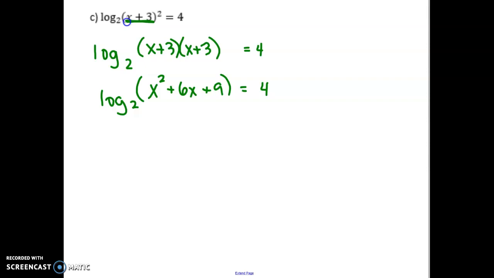Now, just like the previous question, this just equals a number. So, how do we change it so that there's no log anymore? Exponential form. Exponential form, right. So our base is 2. So we go 2 to the power of 4, and that's going to equal x squared plus 6x plus 9. Good. 2 to the power of 4 is just 16.